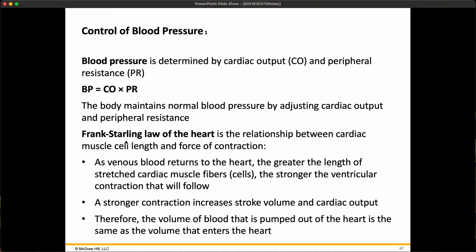The Frank-Starling law of the heart is the relationship between cardiac muscle cell length and the force of contraction. So what this is basically saying is that as you have more blood coming back to the heart, your heart is going to expand more and it will contract even harder. Your stroke volume will increase as the amount of blood return, the venous return, increases. Whereas if you have a lower amount of blood coming back to the heart, it's not going to contract as hard. And really that comes from the alignment of the cells.